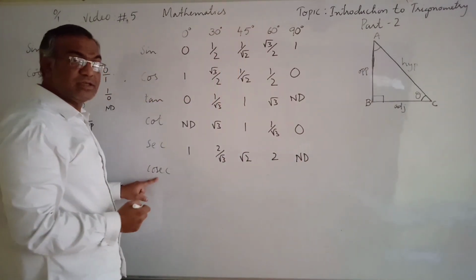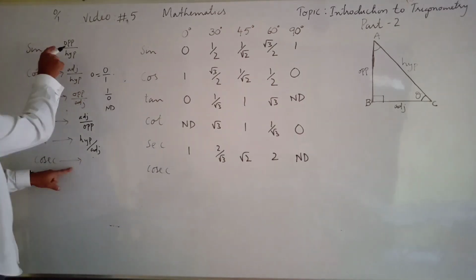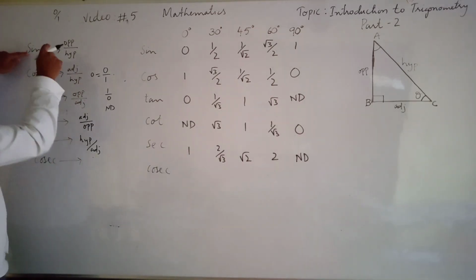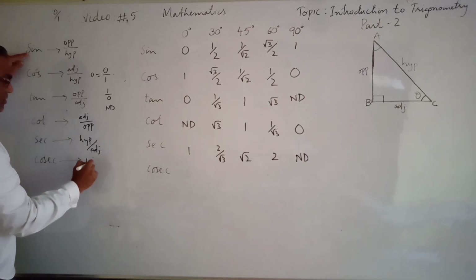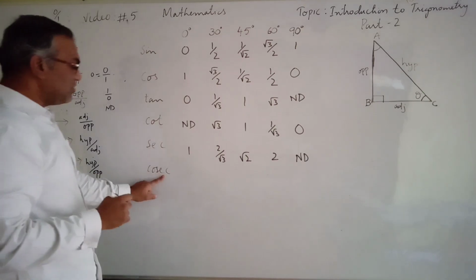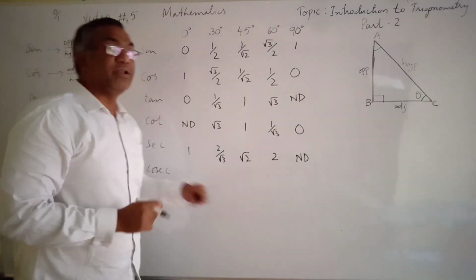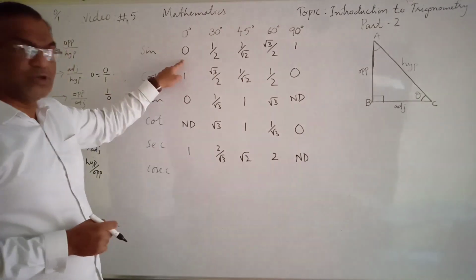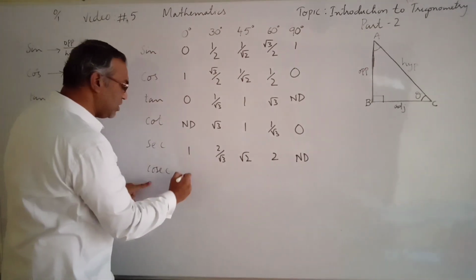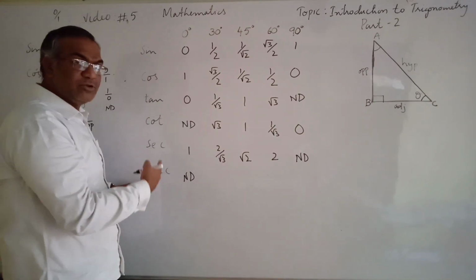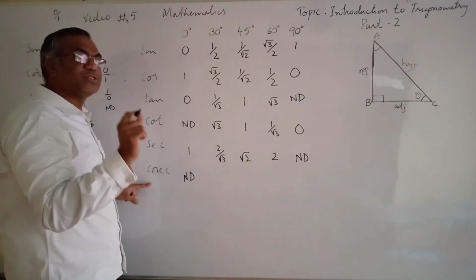Okay. Cosec. Cosec is reciprocal of sine. Cosec and sine are reciprocals. Sine is opposite divided by hypotenuse, cosec is hypotenuse divided by opposite. So the values of cosec will be reciprocals of values of sine. Sine 0 is 0, so cosec 0 will be not defined. As I already told you, 0 and not defined are reciprocals of each other.